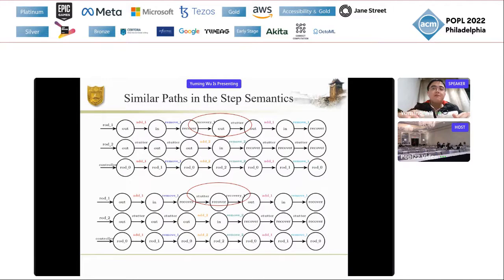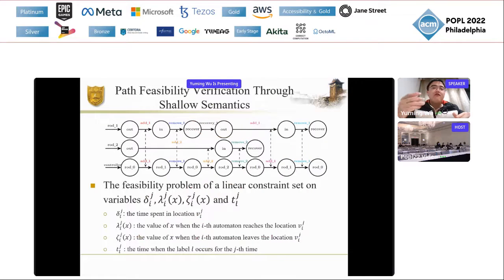The path below is obtained by swapping the position of transition recovery 1 and a stutter in the path above. We can see both paths are shallowly consistent with each other. Their feasibility will be checked twice if we conduct verification through the step semantics, while only once through the shallow semantics. Therefore, for all candidate step compositional paths, we generalize them into stutter-free paths under shallow semantics. By removing all stutters on the previous page, we can get such a path in shallow semantics.